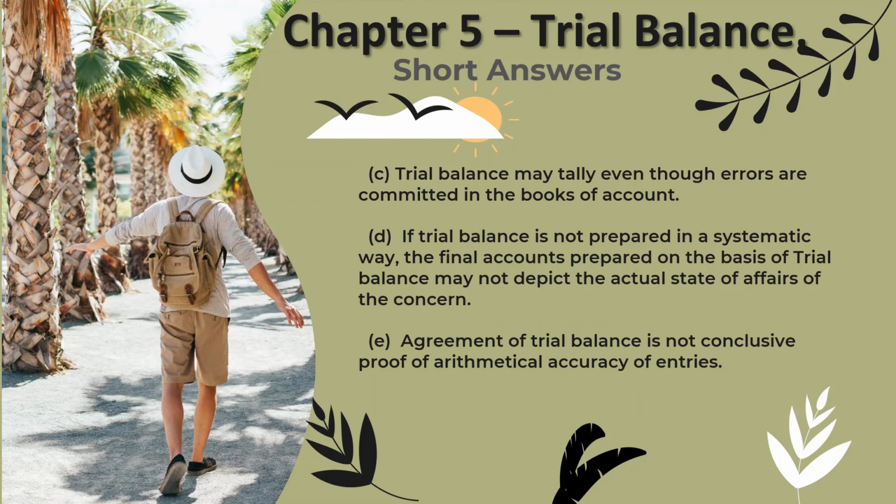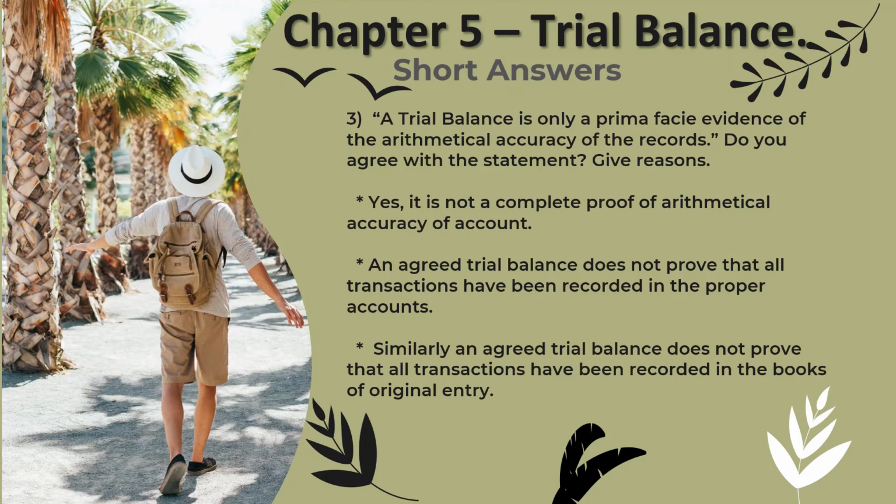Okay. And next is the last question. Trial balance is only a prima facie evidence of the arithmetical accuracy of the records. Do you agree with the statement? Give reasons. Yes, this statement is correct, because trial balance is not a complete proof of arithmetical accuracy. See, if the totals of both sides of the trial balance are equal, then it is proved that the books are at least arithmetically correct, but there may be some hidden errors. That is why we say this statement is correct.